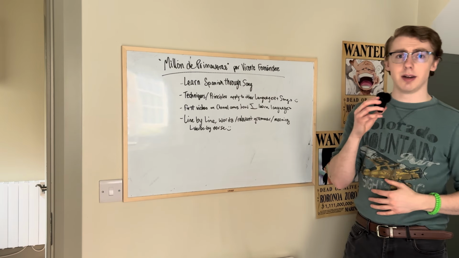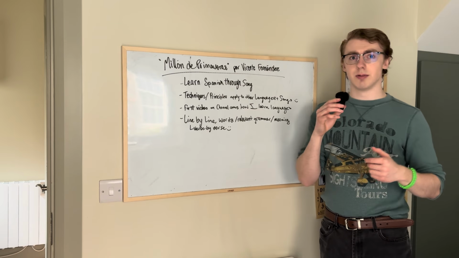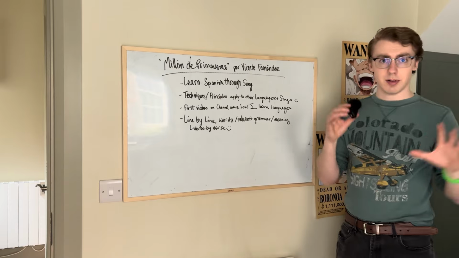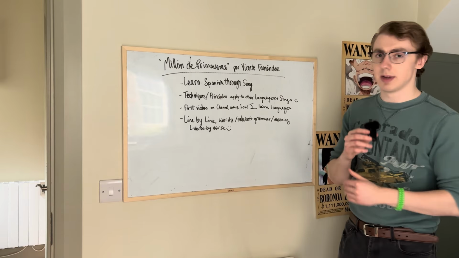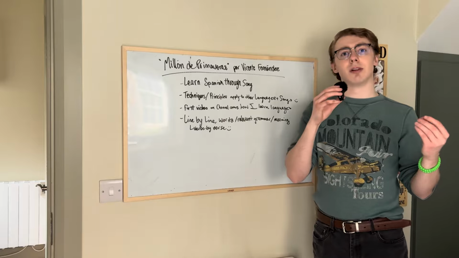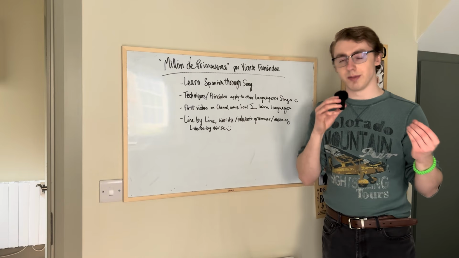We're going to go line by line. We're going to cover the meaning of the words, relevant grammar as it incidentally appears in the song, and the meaning of the song itself. And then we're going to do that verse by verse. So without further ado, this is How to Learn Spanish Through Millón de Primaveras por Vicente Fernández.